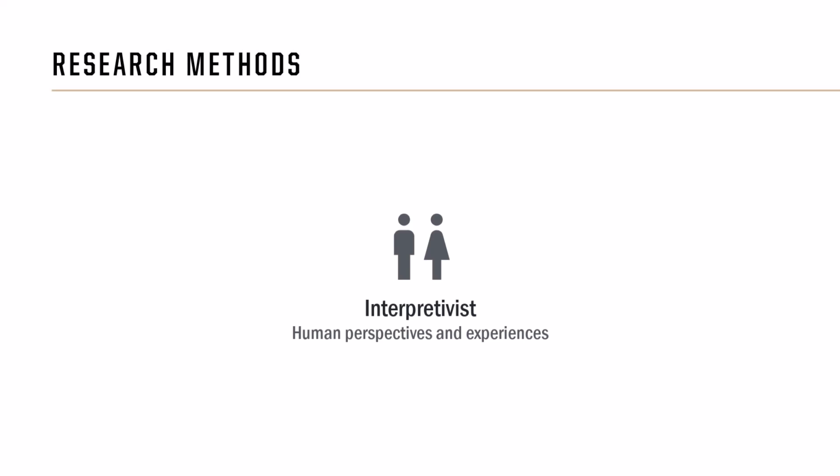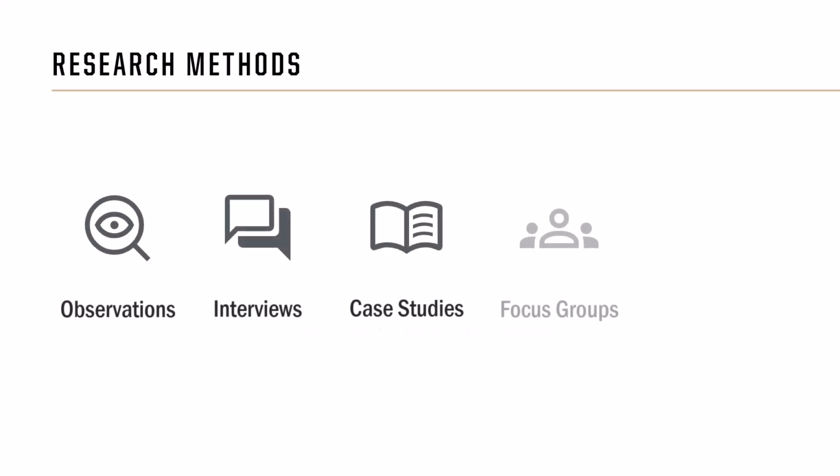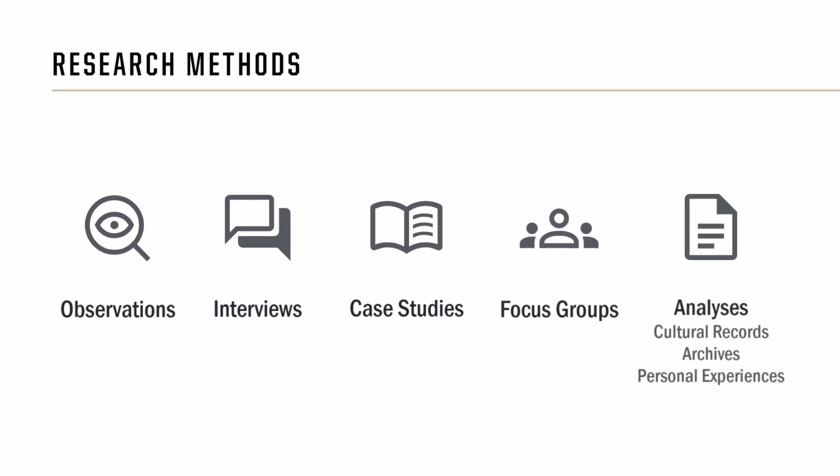Since interpretivist researchers attempt to understand human experience, their research relies heavily on methods that study, observe, and analyze people naturalistically and qualitatively. Observations, interviews, case studies, focus groups, and analyses of cultural records, archives, and personal experiences are all research methods that might be used in an interpretive research study. Surveys and questionnaires may be used to complement other data sources, but interpretivist studies are not likely to involve methods like controlled experiments in laboratories.